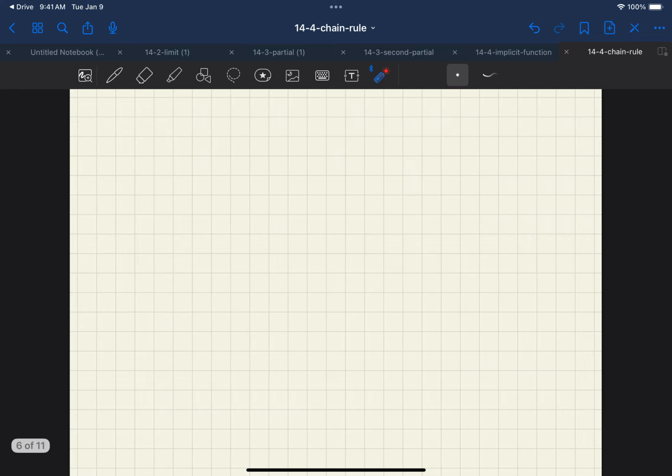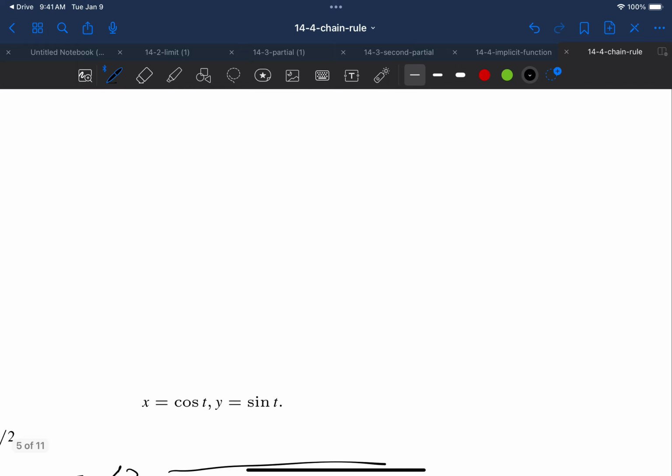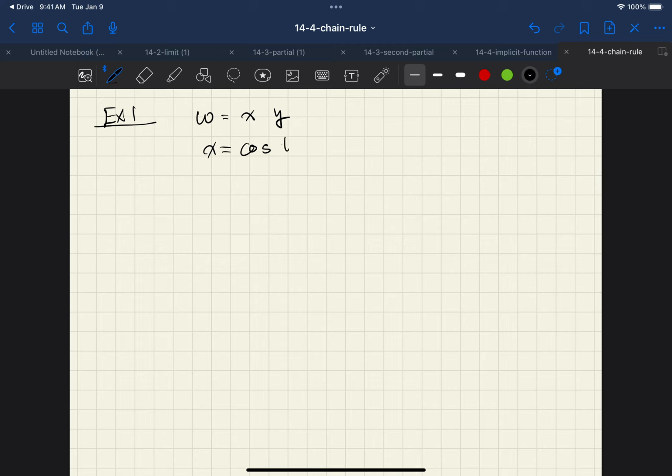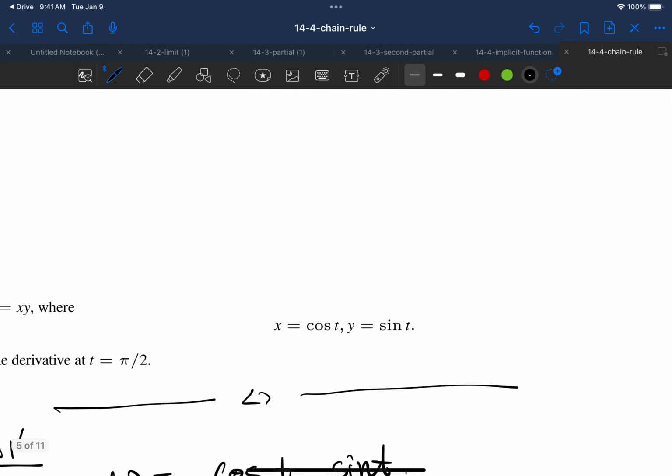So the problem is this. W is x times y. X is cosine t, and y is sine t. Now I want dw/dt at t equals pi over 2.